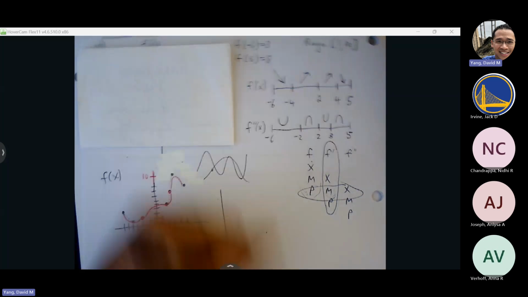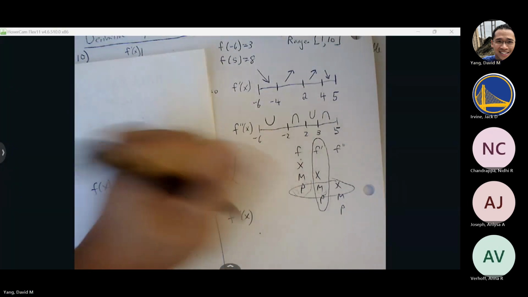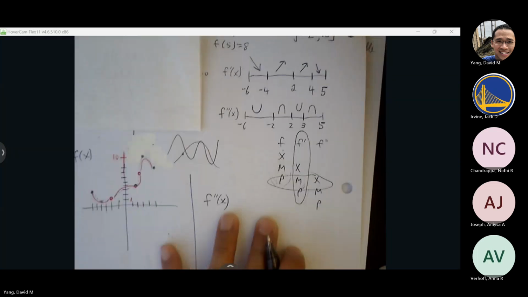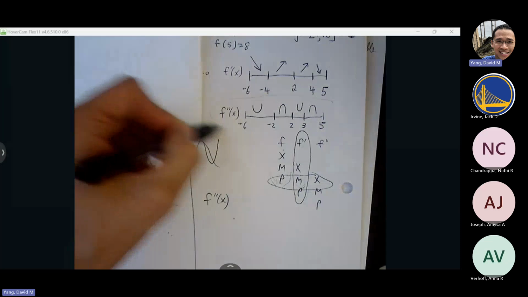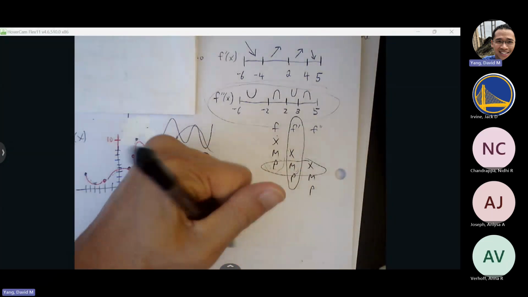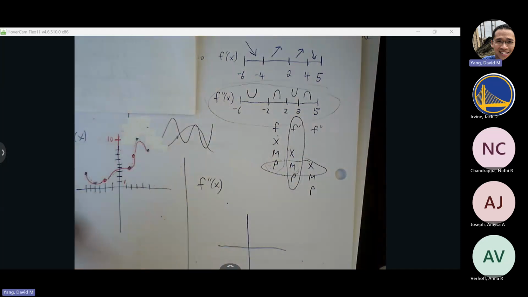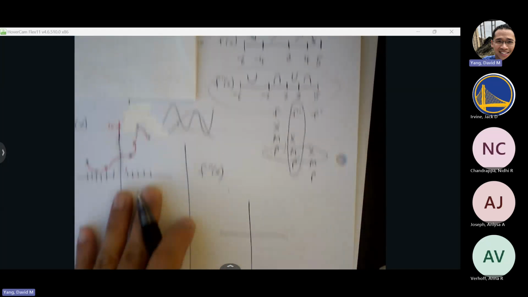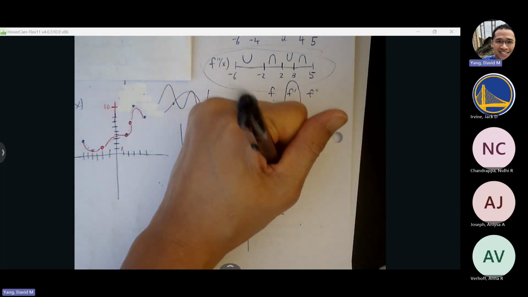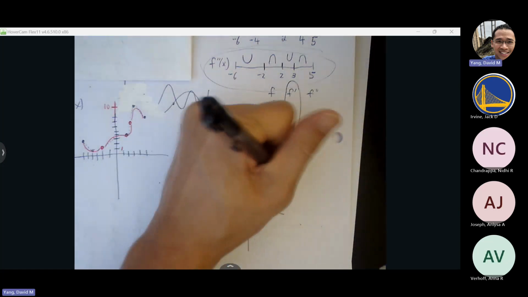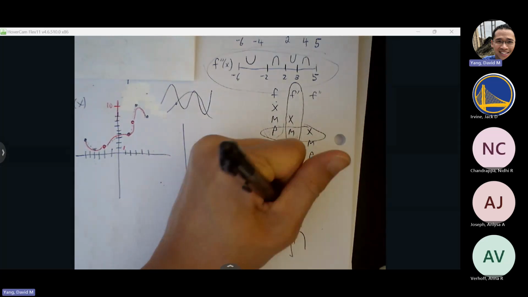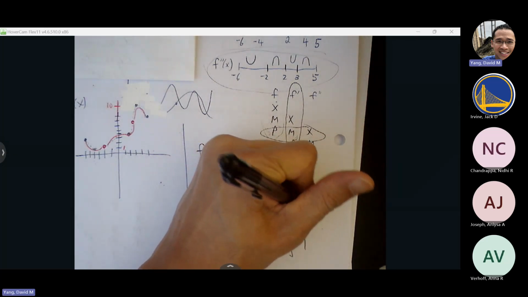Let's look at f double prime. To do your f double prime graph, all you need is your sign line here. Just look at your f double prime sign line. As a reminder of what we're looking at, our y-axis represents concavity. So above the x-axis is concave up. Below the x-axis is concave down. On the x-axis are your potential points of inflection.